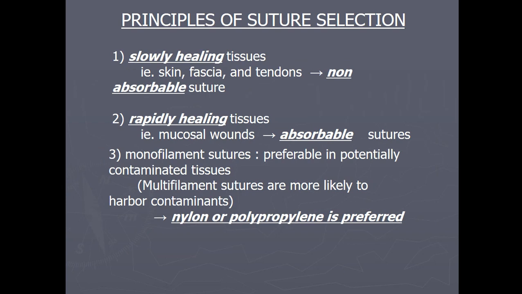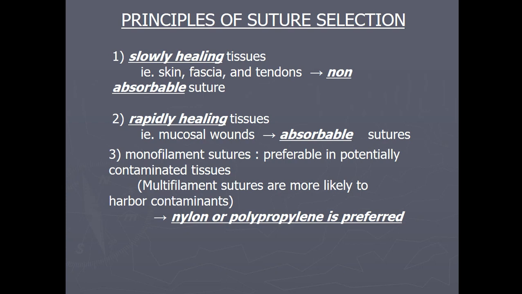Principles of suture selection. If you want to repair slow healing tissues, for example skin, fascia and tendon, it's better to use non-absorbable suture material. If you want rapid healing tissue, for example mucosal wounds like lips and buccal mucosa, it is better to use absorbable sutures.